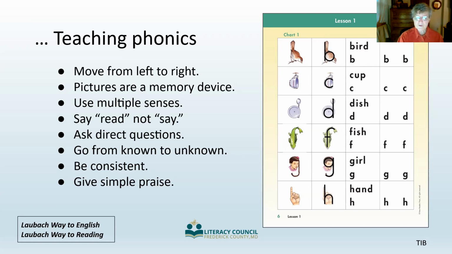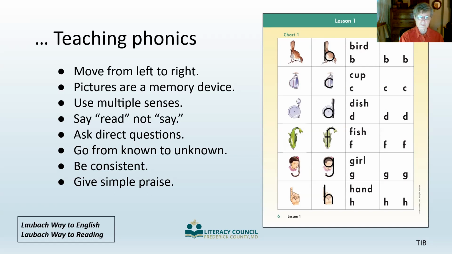Say read whenever you can. When I had her read bird, I said read. I didn't say say. You want to do that because it emphasizes that your student is actually reading. I asked a direct question. What is the sound of this letter? What is the name of this letter? I did not say the sound of this letter is fill in the blank. That's an indirect question, and like that can be confusing for students, and it's harder for them to answer.